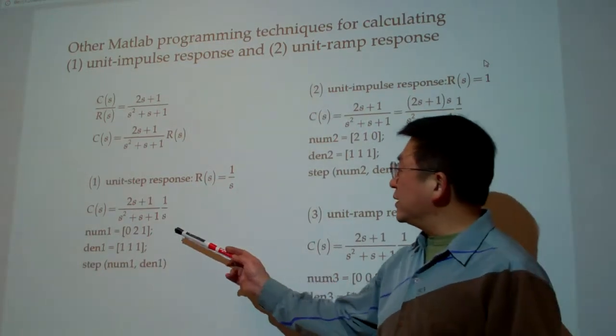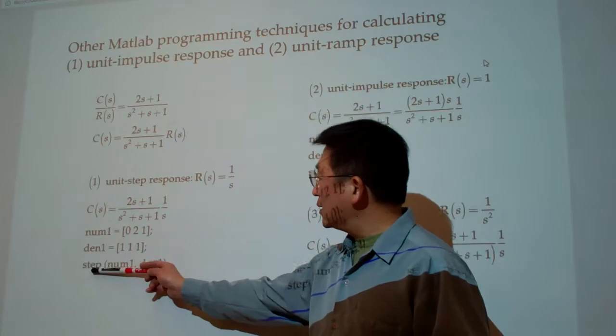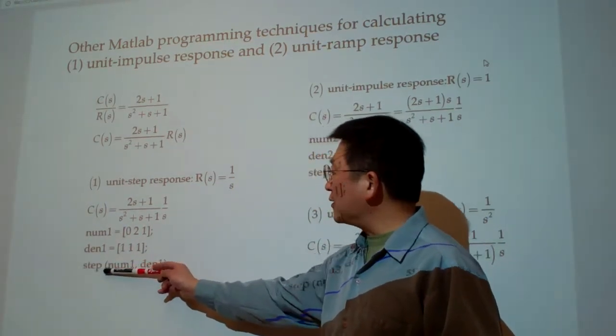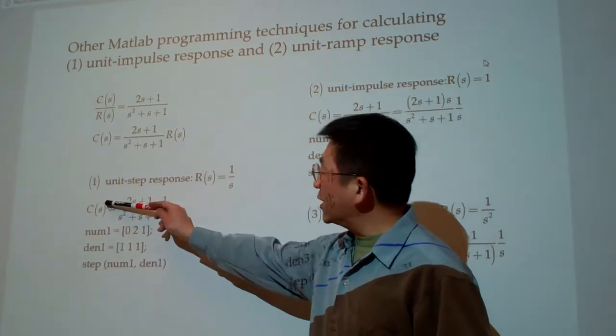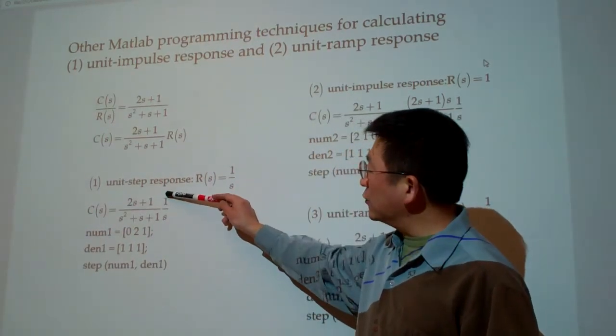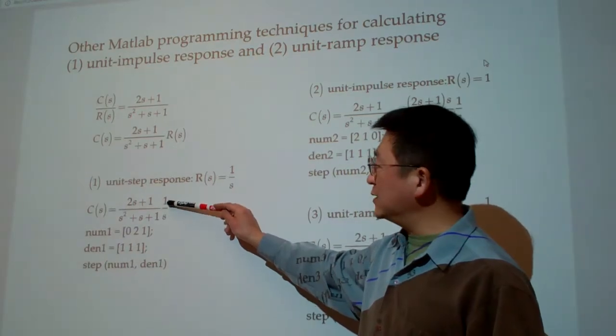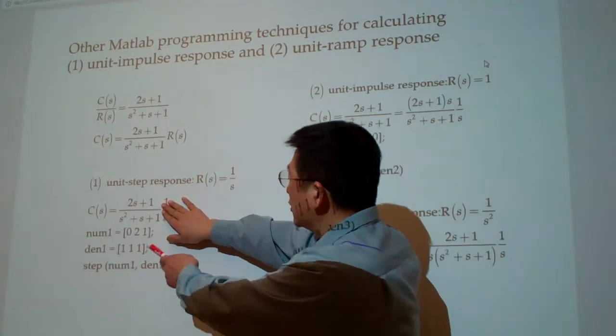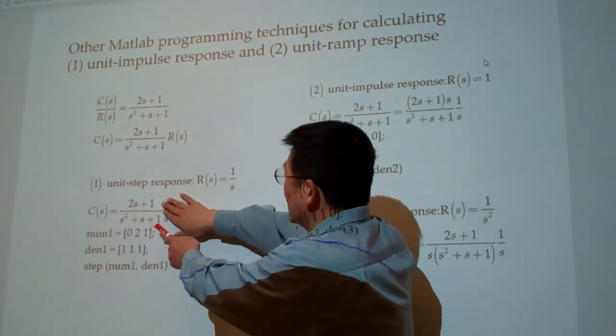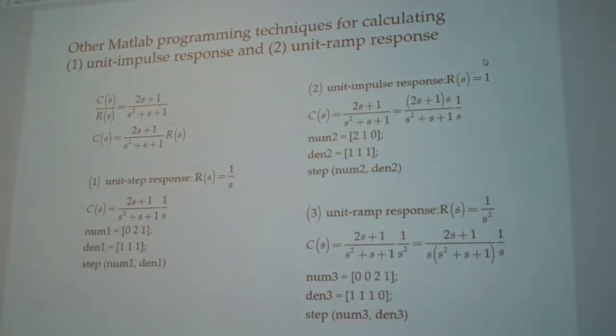So here again, the step. If you want to calculate the step response using the step command, it is this. You form any polynomial function, leave the 1 over S outside, and then describe the numerator and denominator by this. Keep this in mind.